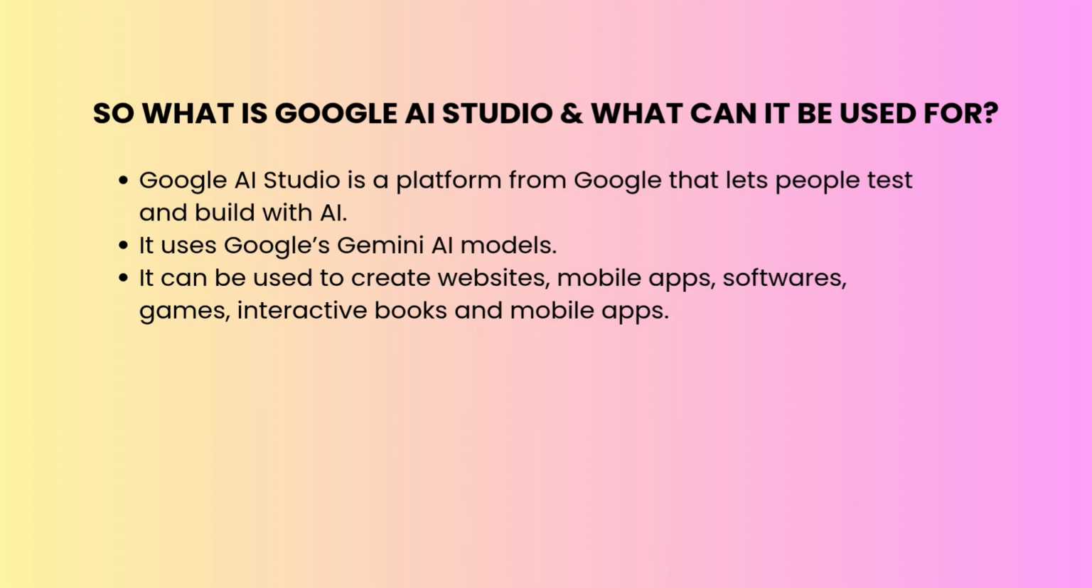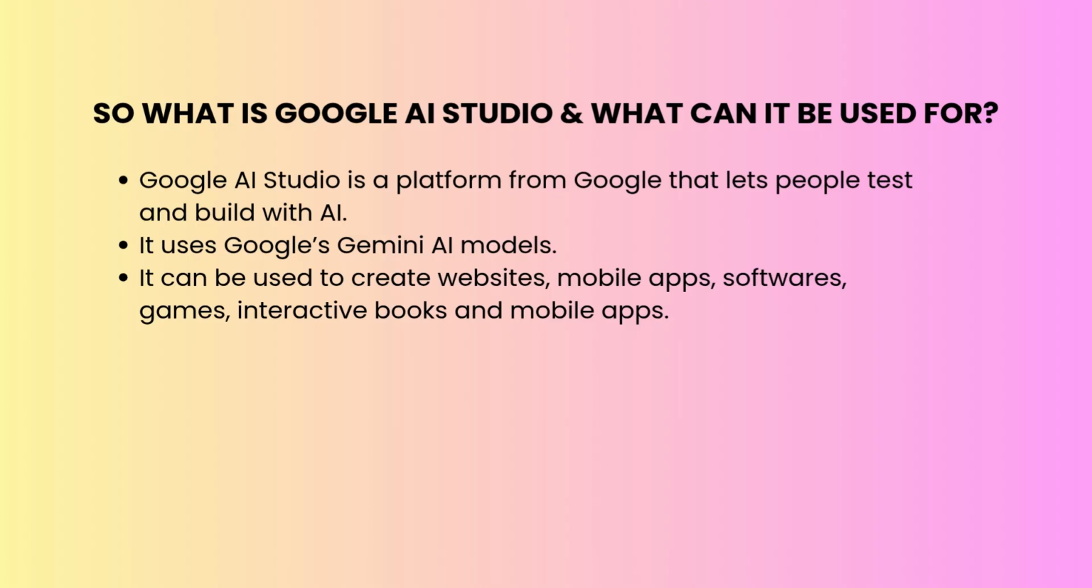All right, so Google AI Studio, in very, very simple terms, is basically a platform created by Google that allows people to test and build with AI. It can create a range of things. Basically, Google AI Studio uses Google's Gemini AI models to make all of the things that you can create with it possible.